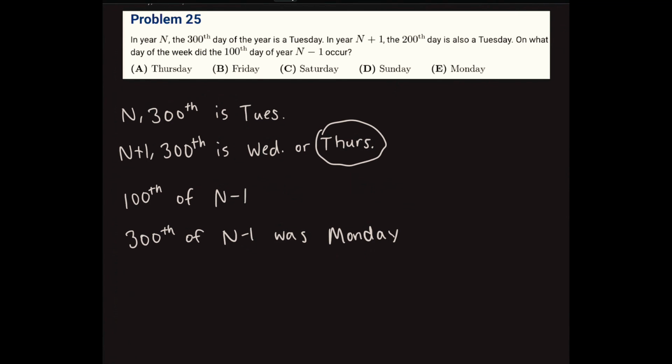Subtracting 4 days from Monday, we go to Sunday for the first day, Saturday for the second day, Friday for the third day, and finally Thursday for the last day. And so this means that the 100th day of year n minus 1 was a Thursday. And so the answer is A.